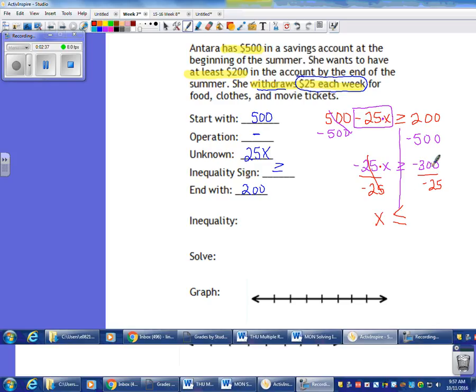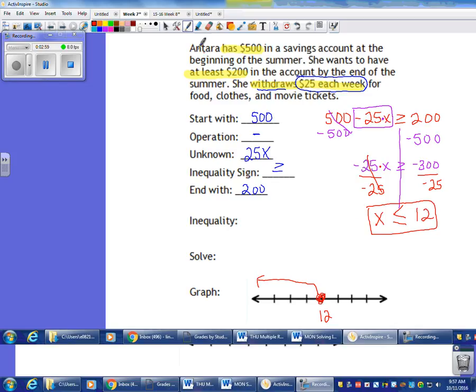A negative divided by a negative is going to give me a positive. And 25 goes into 31 times with a remainder of 5. And 25 goes into 50 twice. So x is less than or equal to 12. So from here I'm going to do a closed circle right at 12, and it's going to be going to the left. And this is the only problem I'm actually going to solve.